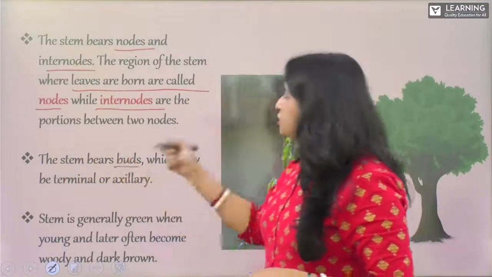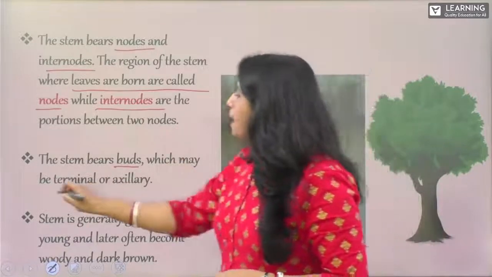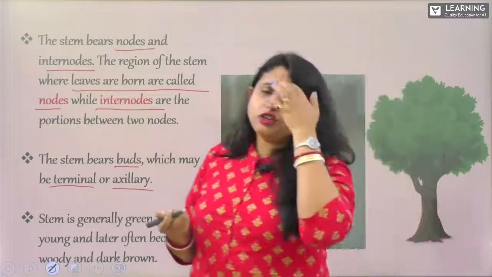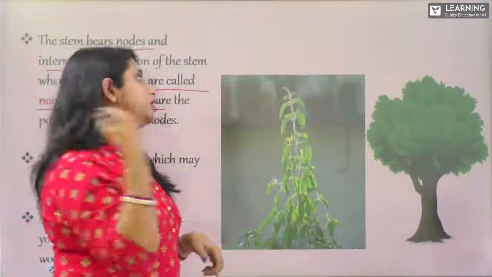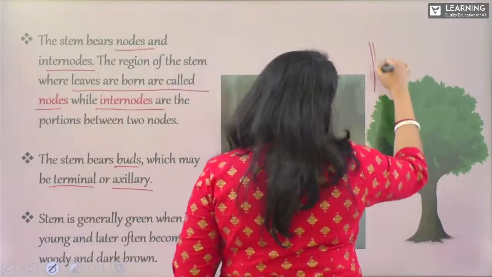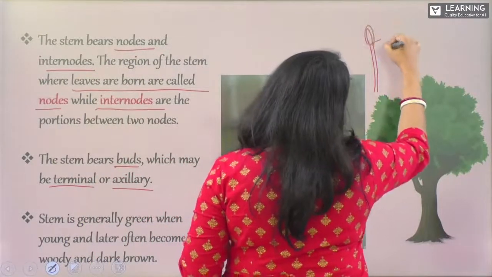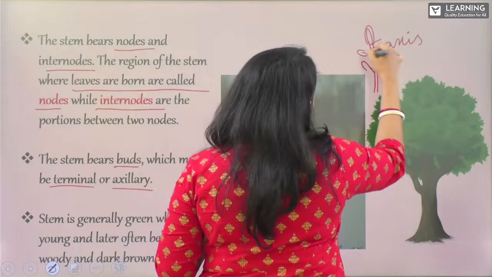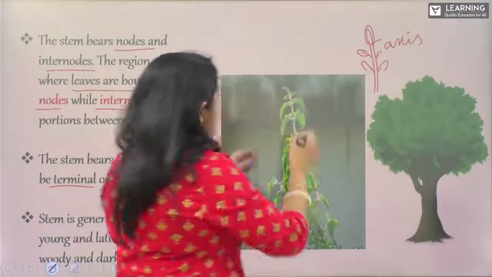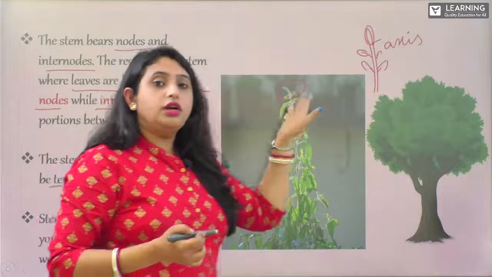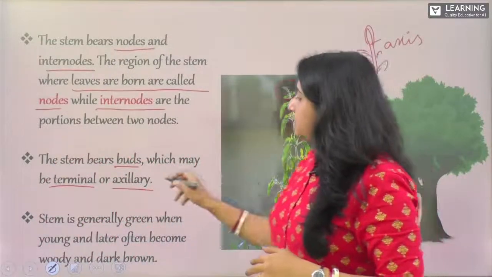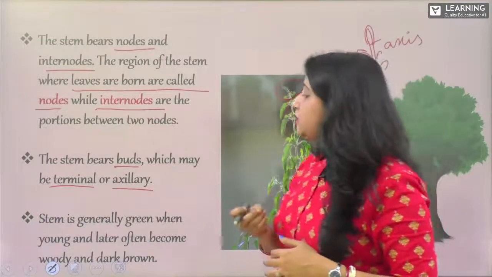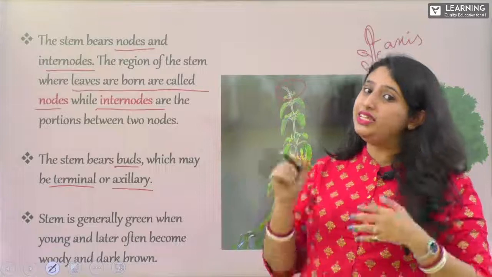The stem bears buds also. You will see buds, and some of the buds may be terminal and some may be axillary. Now, what do you mean by terminal buds? Terminal buds are the buds which are present towards the apex, okay? Like here, got it? Towards the end position. So, what are axillary buds? Axillary buds are the buds which are present in the axils, between the nodes and internodes.